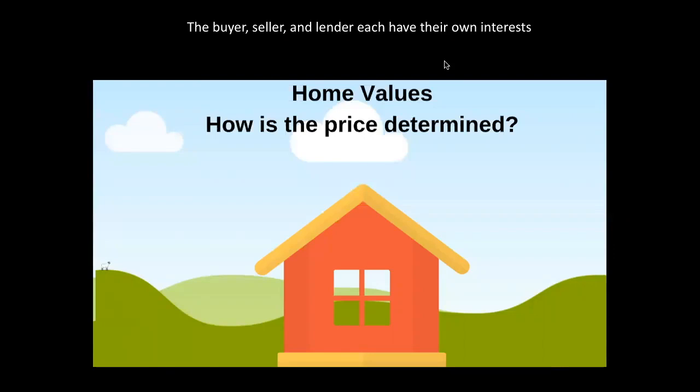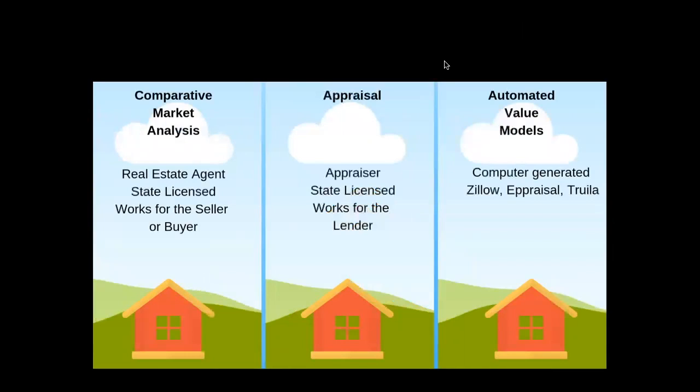So home values, how is the price determined? Well, the buyer, the seller, and the lenders each have their own interest. There are three methods that are used in determining home values. Some are much more accurate than others. So first, let's talk about a CMA.